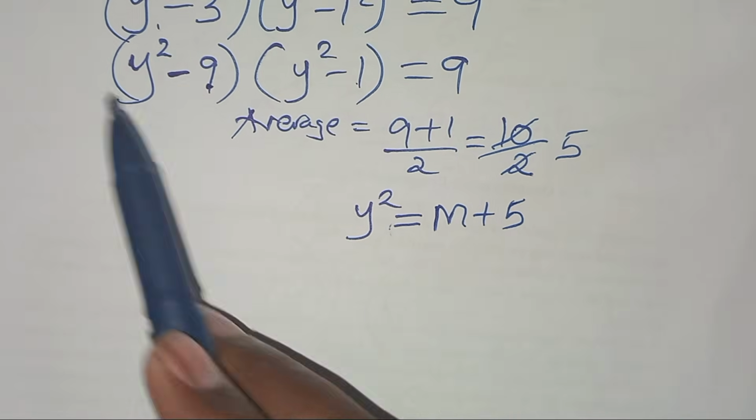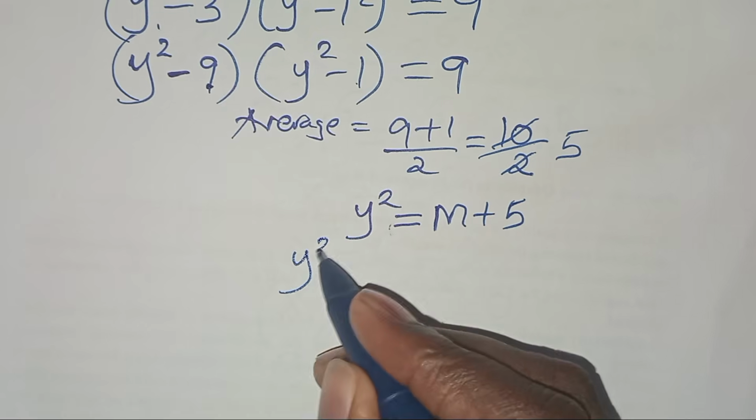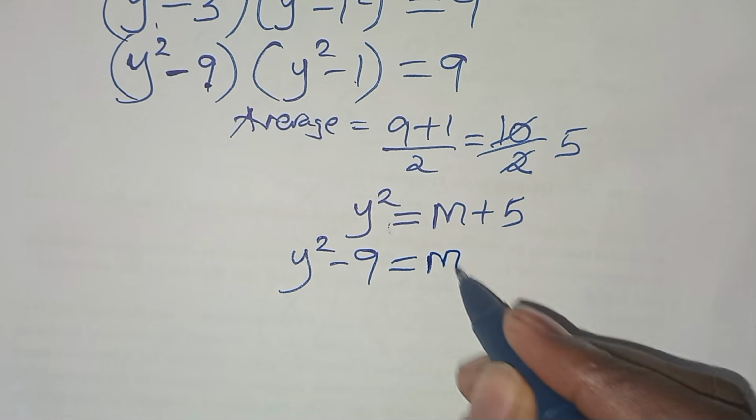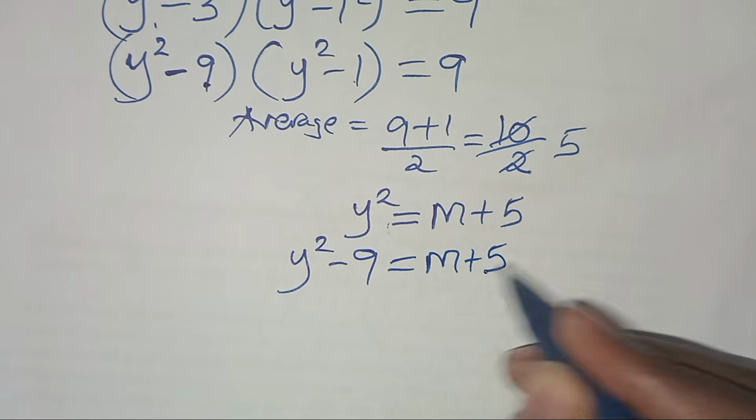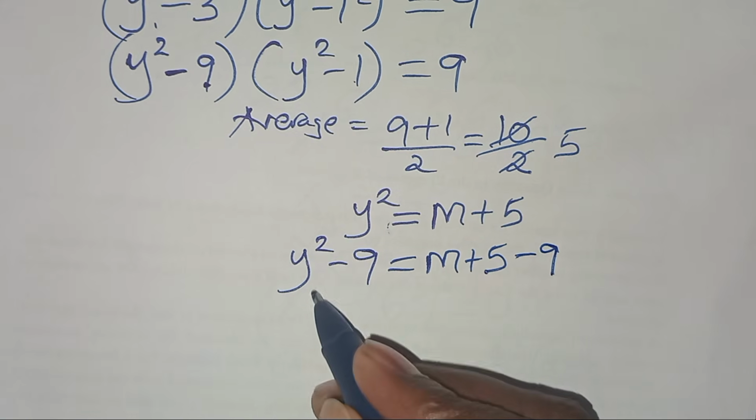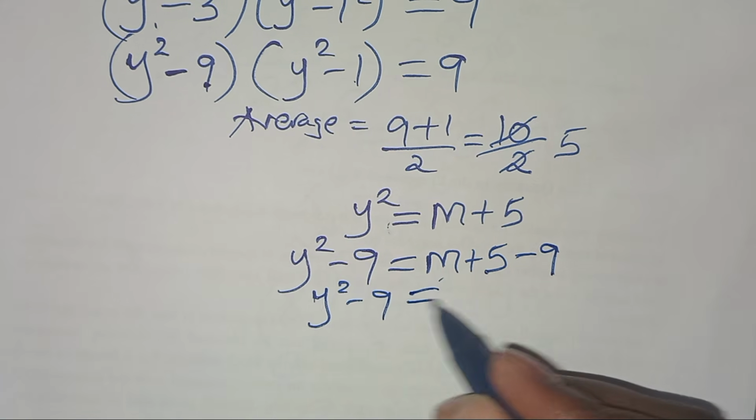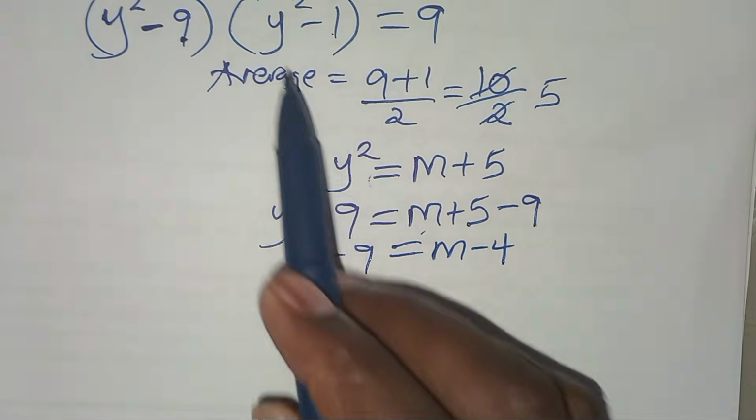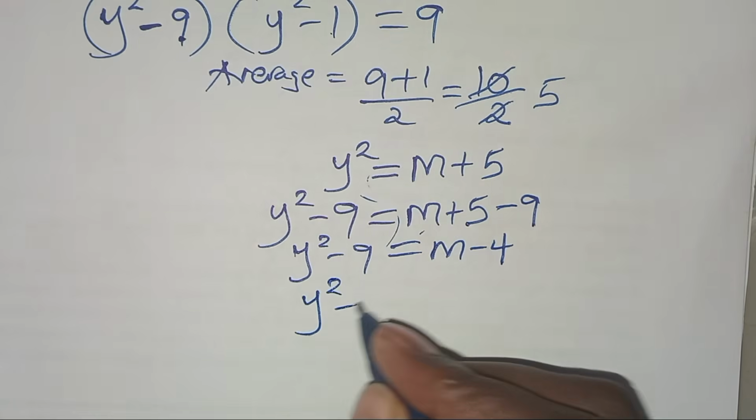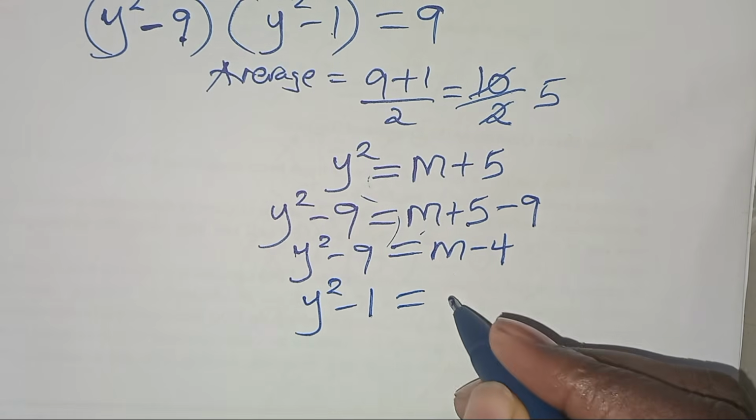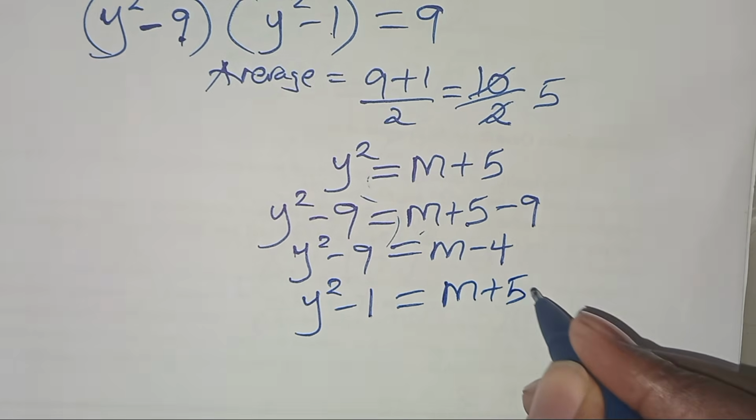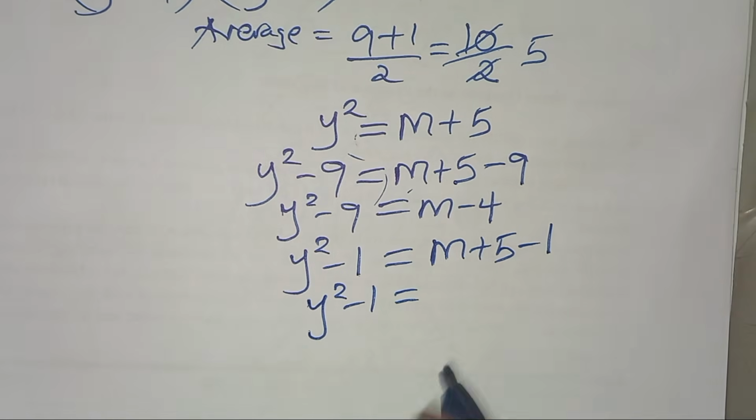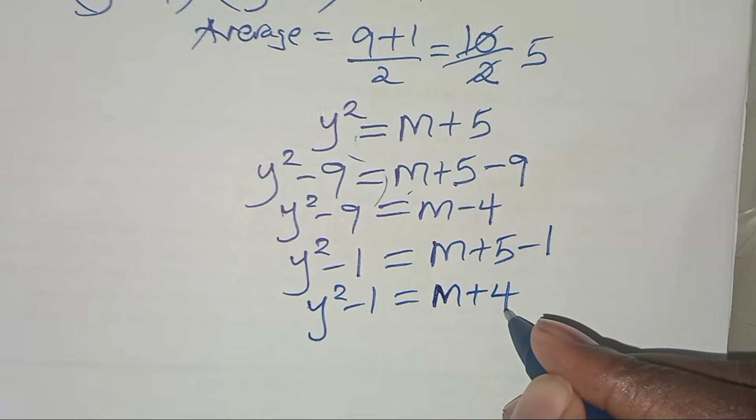Okay? So y squared subtract 9, this is the same thing as m plus 5 subtract 9, so that's m subtract 4. And then y squared subtract 1, this is the same thing as m plus 5 subtract 1. So y squared subtract 1, this is the same thing as m plus 4.